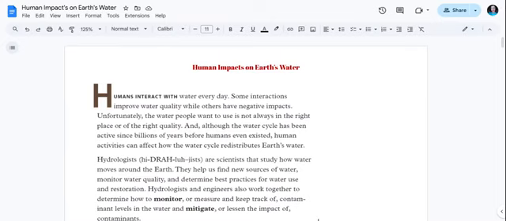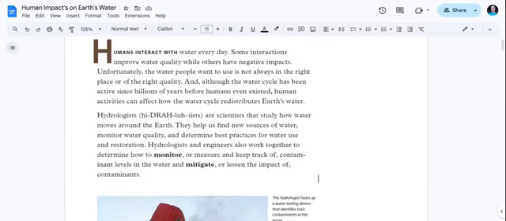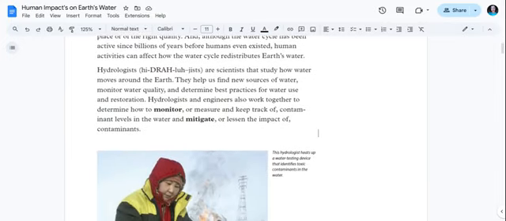You are going to read about human impacts on Earth's water. Remember, when you first start reading a scientific article or text, you should first scroll through the article and look at highlighted vocabulary words. In this case, we have the word monitor, which also means measure and keep track of. Mitigate, that means lessen the impact of.